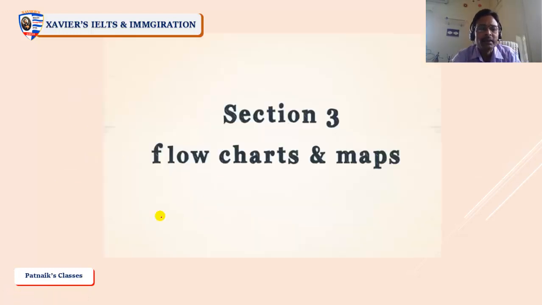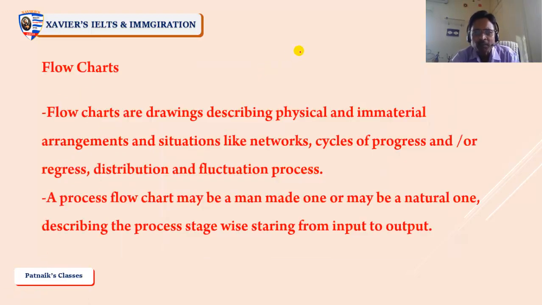Next, Section 3: flowcharts and maps. What are flowcharts? Flowcharts are simple drawings describing physical and immaterial arrangements and situations like networks, cycles of progress or regress, distribution and fluctuation processes. Flowcharts display these things in the form of a diagram or an image. Normally you can see the flowcharts may look like this.